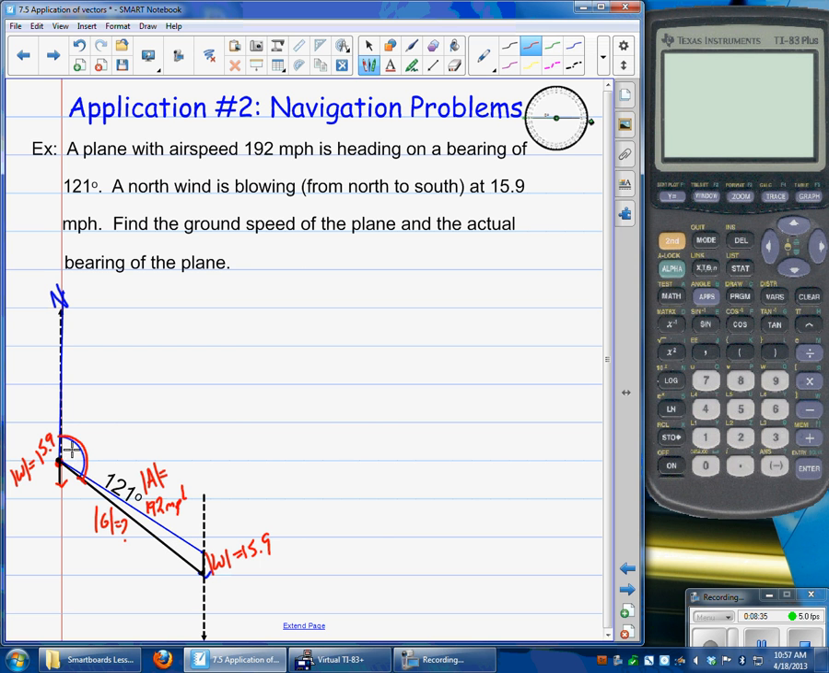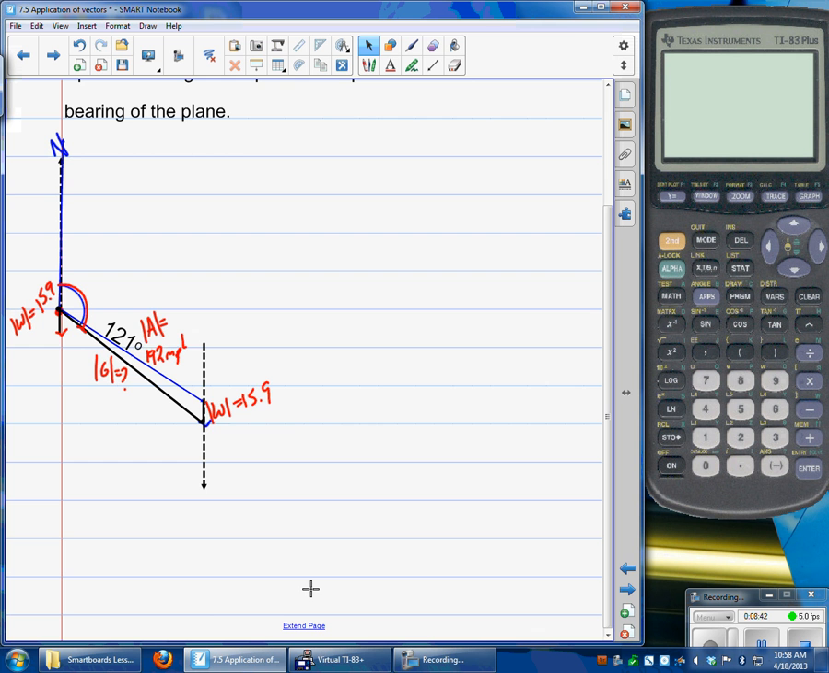So if we take a look at the 121 degree angle, and my sketch is a little small here, I'm going to see if I can't make this a little bigger. Let's extend the page a bit.